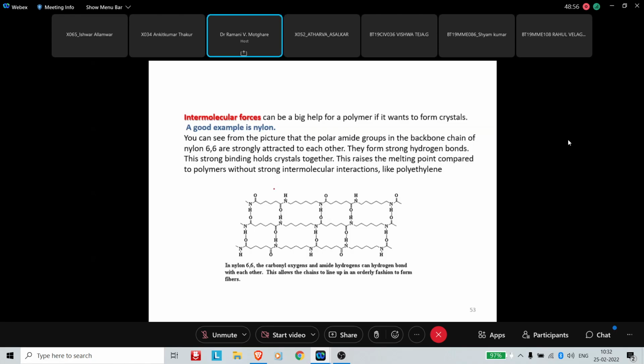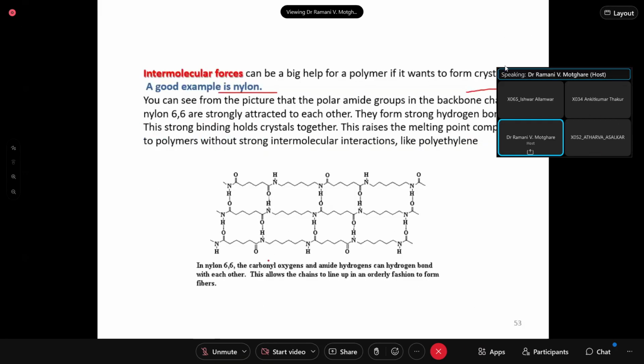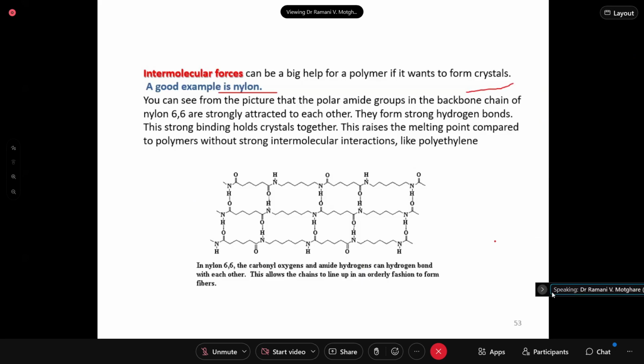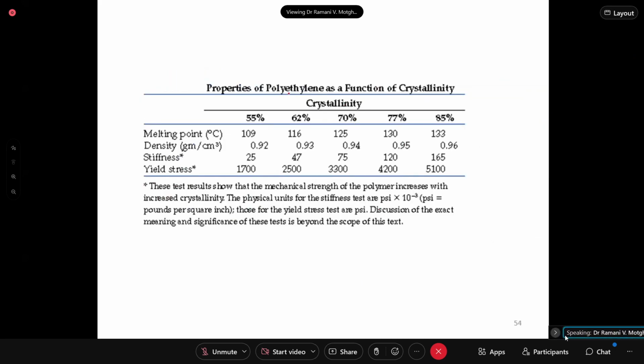Okay, so intermolecular forces can be a big help for a polymer if it wants to form crystals. A good example is nylon. So here you can see nylon 6,6. Then properties of polyethylene as a function of crystallinity.